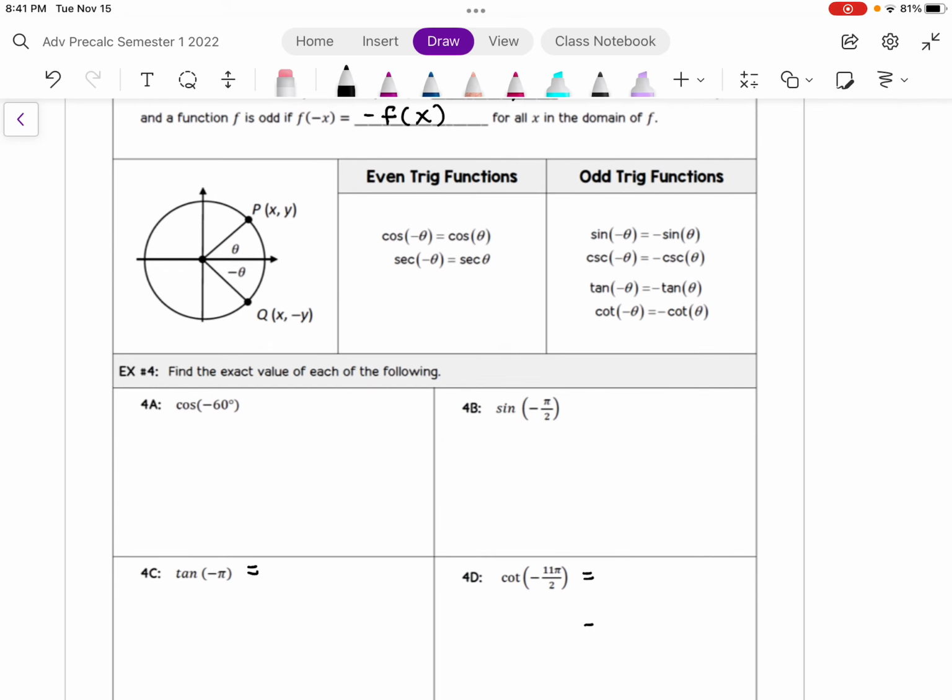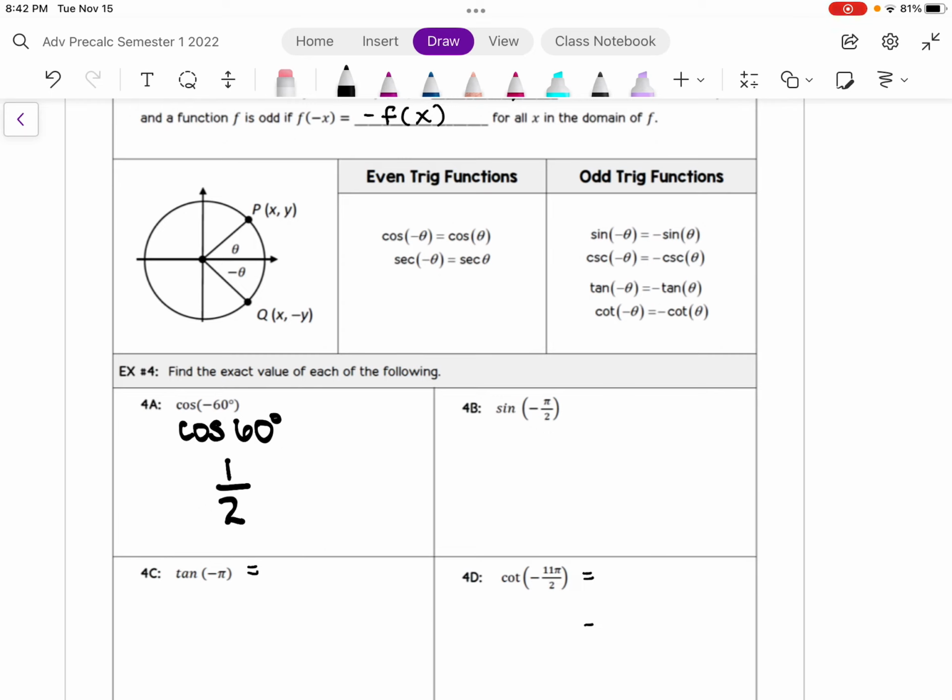What does that look like? That means that cosine of negative 60 degrees is the exact same thing as cosine of 60 degrees. So I can look at my unit circle and say, hey, at 60 degrees, cosine is 1/2. Or the x value is 1/2.